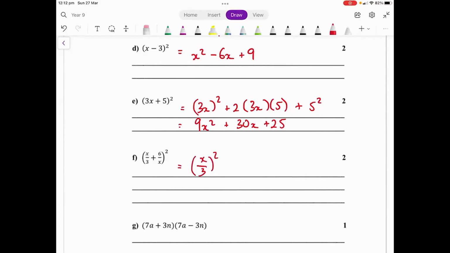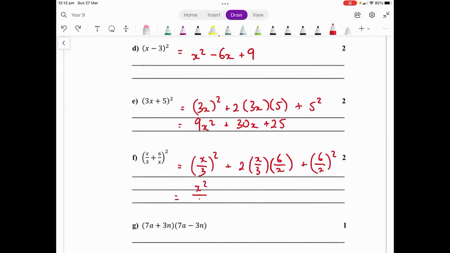Question F is very similar once again. We have a squared plus 2ab plus b squared. So a is x over 3. b is 6 over x. So a squared becomes x over 3 all squared. 2ab becomes 2 times x over 3 times 6 over x, and b squared becomes 6 over x all squared.